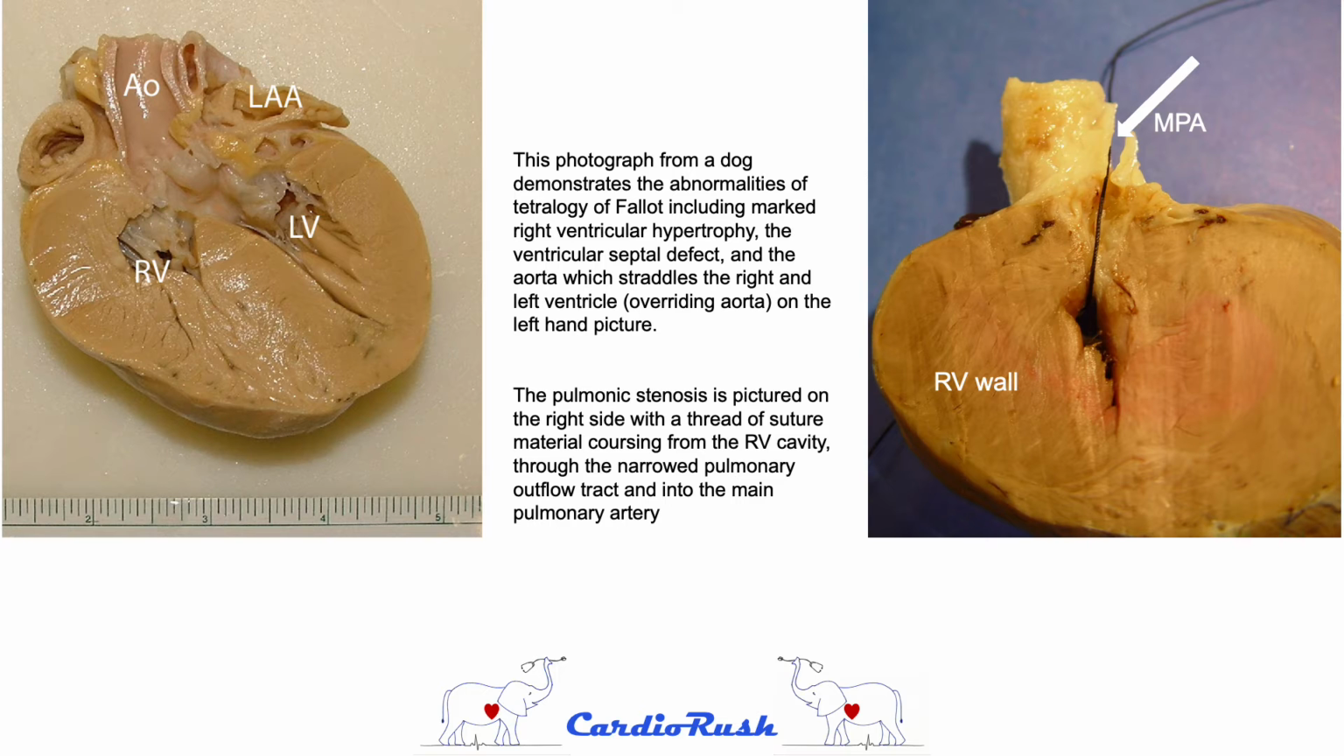These two photographs are from a dog with tetralogy of Fallot, and findings include marked right ventricular hypertrophy, a ventricular septal defect that is high in the intraventricular septum, an aorta that is moved to the right or dextro-positioned and overrides the interventricular septum, and pulmonic stenosis. The right-hand panel highlights the pulmonic stenosis, where you can see the markedly thickened RV wall and a thread that's in the cavity of the right ventricle going through the RV outflow tract past the narrowed pulmonic valve into the main pulmonary artery.